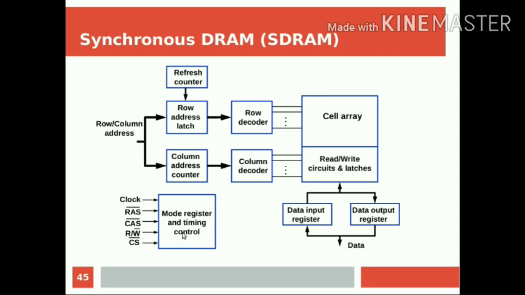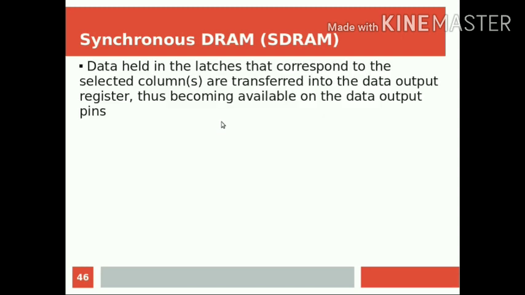Then this memory chip can operate in different modes. Those modes can be selected by programming or setting control information within the mode register. That's about the different components or units within a synchronous DRAM chip. So data held in the latches that corresponds to the selected column are transferred to the data output register, thus becoming available on the data output pins.